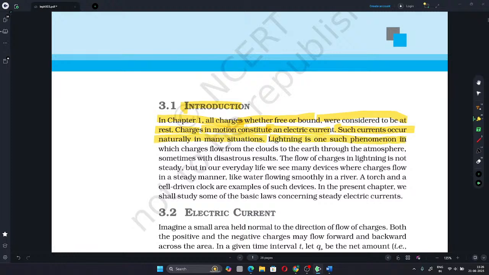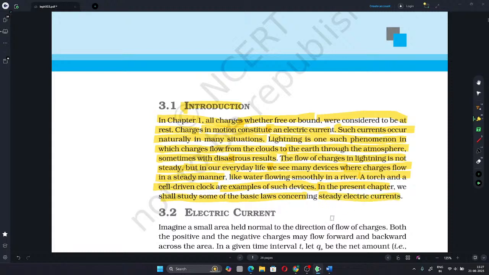Lightning is one such phenomenon in which charges flow from the clouds to earth through the atmosphere, sometimes with disastrous results. The flow of charges in lightning is not steady, but in our everyday life we see many devices where charges flow in a steady manner, like water flowing smoothly in a river. A torch and a cell-driven clock are examples of such devices. In this chapter, we shall study some of the basic laws concerning steady electric current.